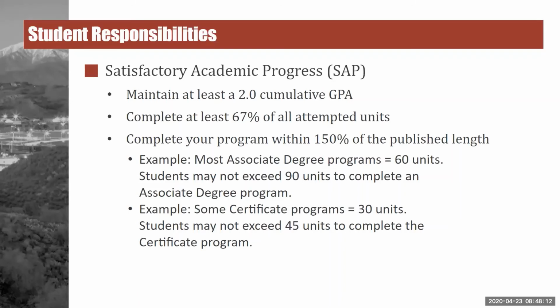Here's one example. If a student is in an associate's degree program that consists of 60 units, then the student must not complete more than 90 units prior to completing the program. 90 units represents 150% of the program's total length, so the associate's degree program must be completed before the 90-unit mark. The Financial Aid Office will review your academic progress at the end of every fall, spring, and summer semester, and will notify you once you are able to check to see if you are still meeting these requirements. More information about SAP requirements is also available on the Mount SAC Financial Aid webpage, which is mountsac.edu/financial aid.